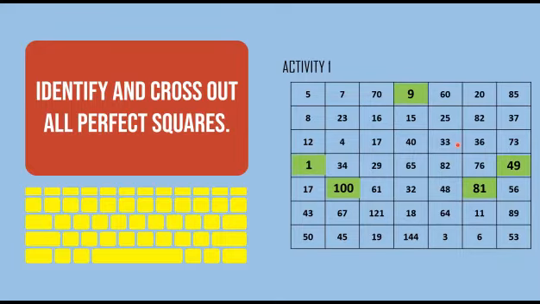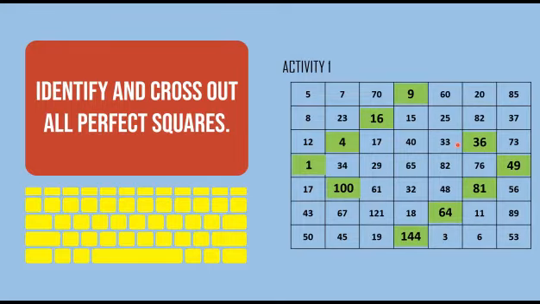The next is 1. 1 is a perfect square because of 1 times 1. Next, we have here 144. 144 is from 12 times 12. Next is 4. 4 is from 2 times 2. Next one is 64. 64 is from 8 times 8. The next one we have here is 36. 36 is from 6 times 6.